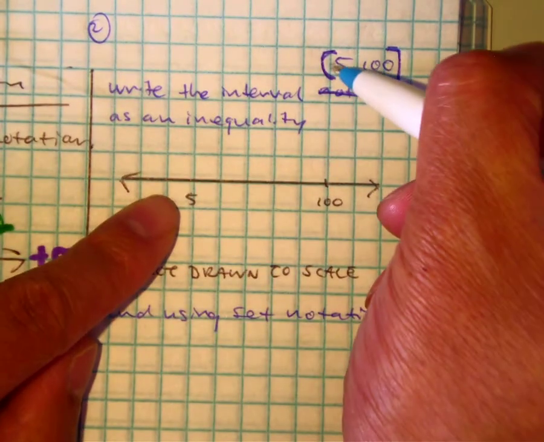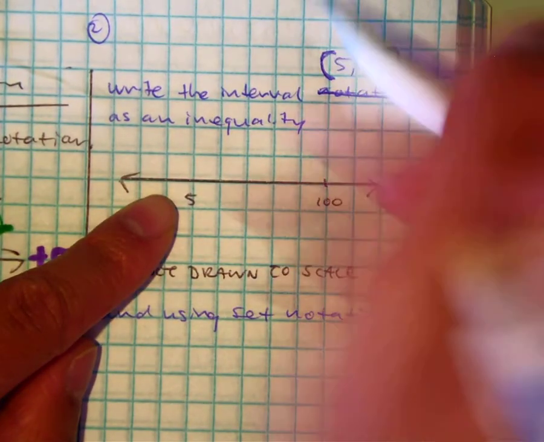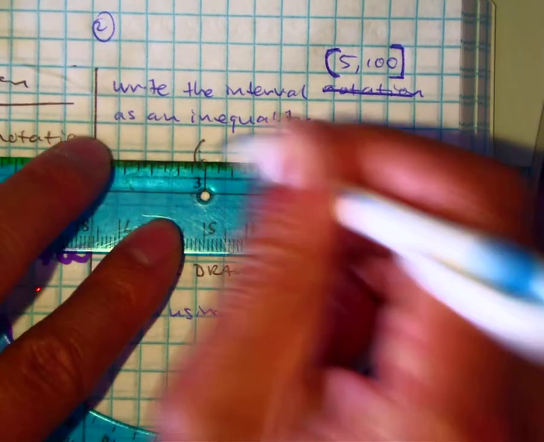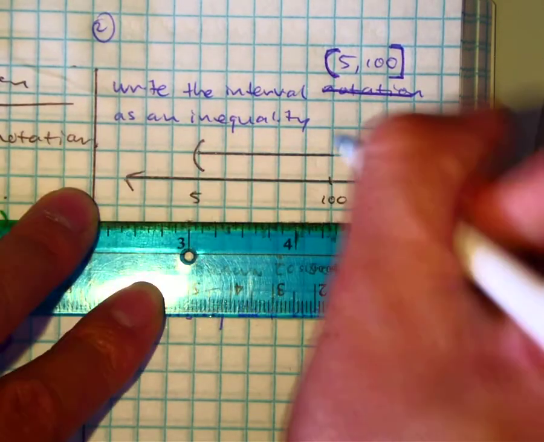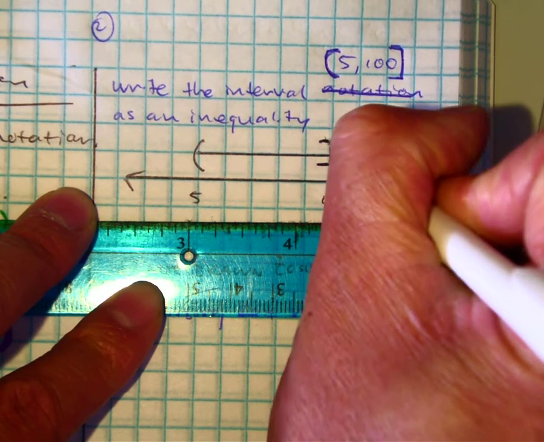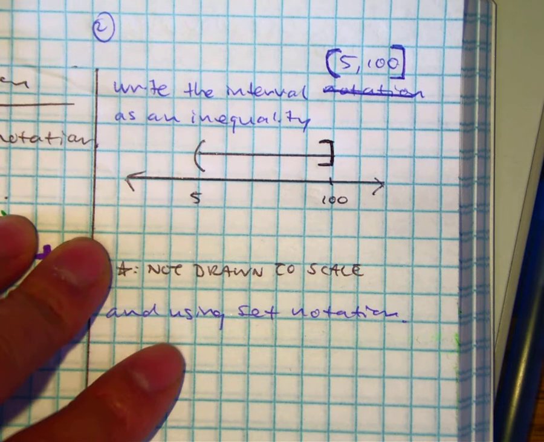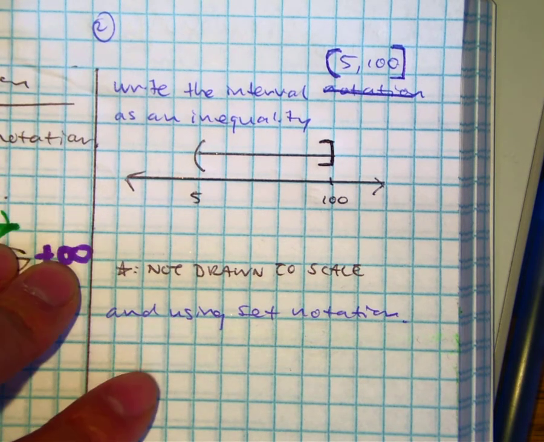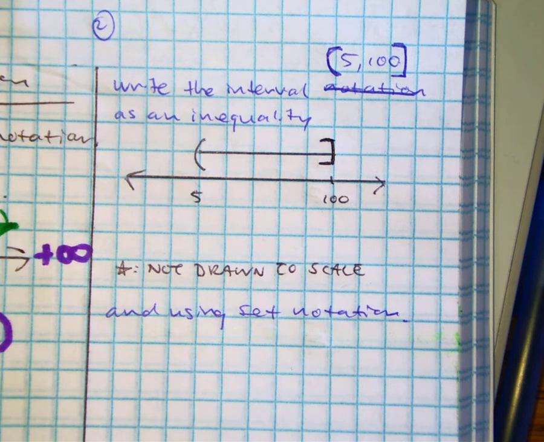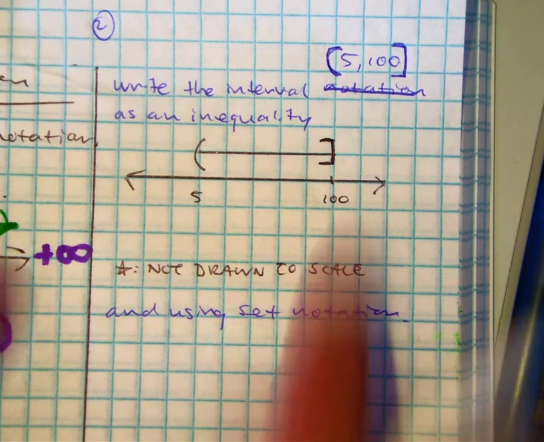And over here I have a parentheses. And then I need to go to 100, and over here I'm going to draw a bracket. Okay, let's change this now into inequalities. Let's do 2 simple inequalities and then we'll make a compound.